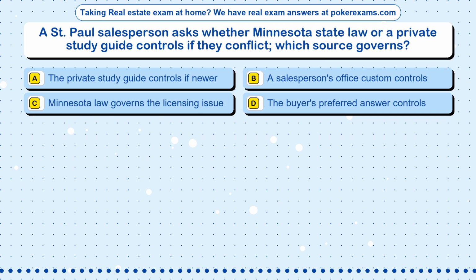Question 55. A St. Paul salesperson asks whether Minnesota state law or a private study guide controls if they conflict. Which source governs? Option A. The private study guide controls if newer. Option B. A salesperson's office custom controls. Option C. Minnesota law governs the licensing issue. Option D. The buyer's preferred answer controls.